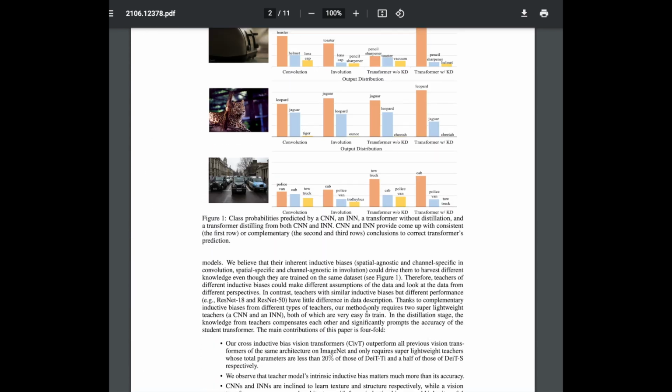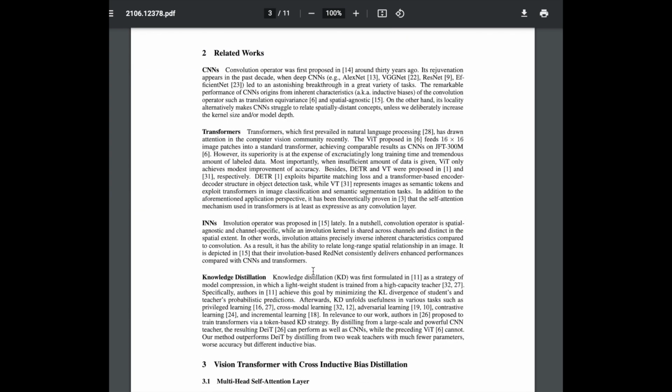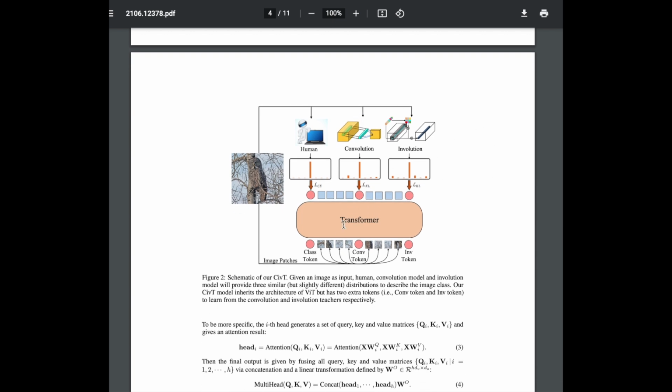So what they're doing is they have the convolution, involution, and then the transformer, and they're showing that these different inductive biases, although they're trained on the same data, learn different things about the data because of their inductive biases and functional diversity. So they introduced this strategy. This is a visual diagram of the convolution, which shares these weights across the channel, and the involution goes across the height-width plane. This is the difference between convolution and involution that they're distilling into the transformer model.